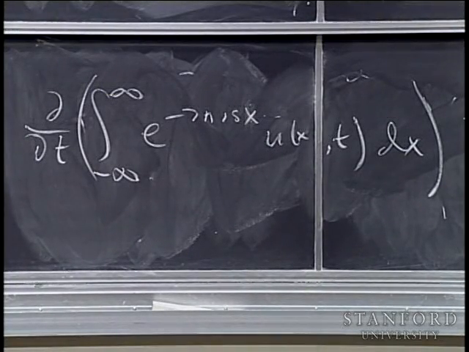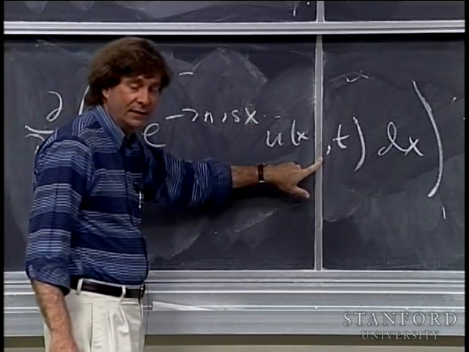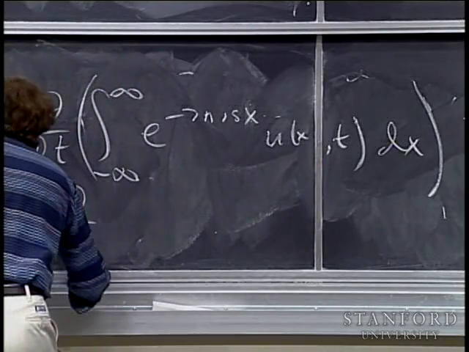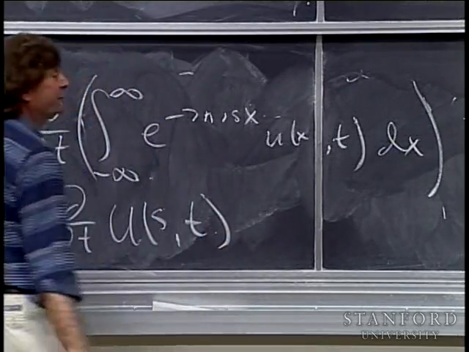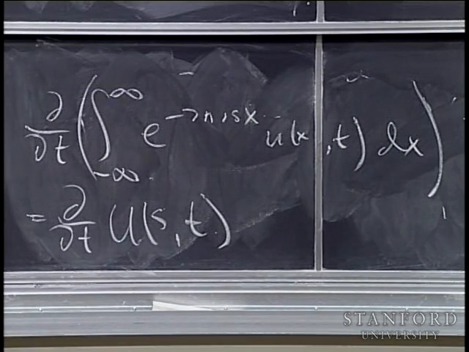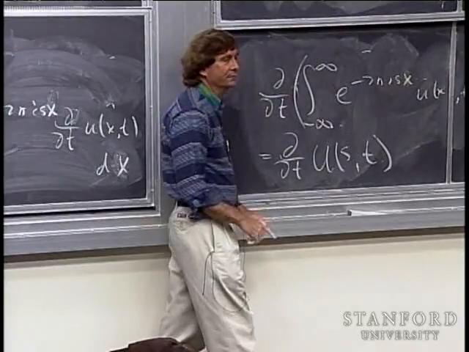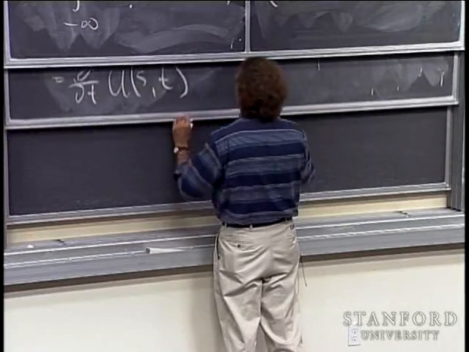The Fourier transform is e to the minus 2 pi i s x. If I take the Fourier transform of the time derivative, that's this. I can pull the time derivative out because the only thing that depends on time here is u. And so that is d/dt of capital U of s, t. That is, the Fourier transform in the spatial variable of the time derivative is just the time derivative of the Fourier transform, if you want to say it in words. So that's what happens to the left-hand side. What about the right-hand side?